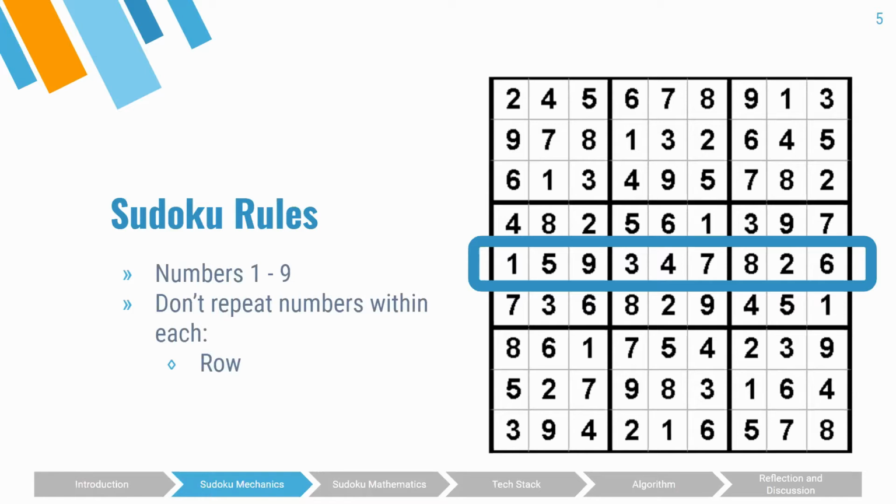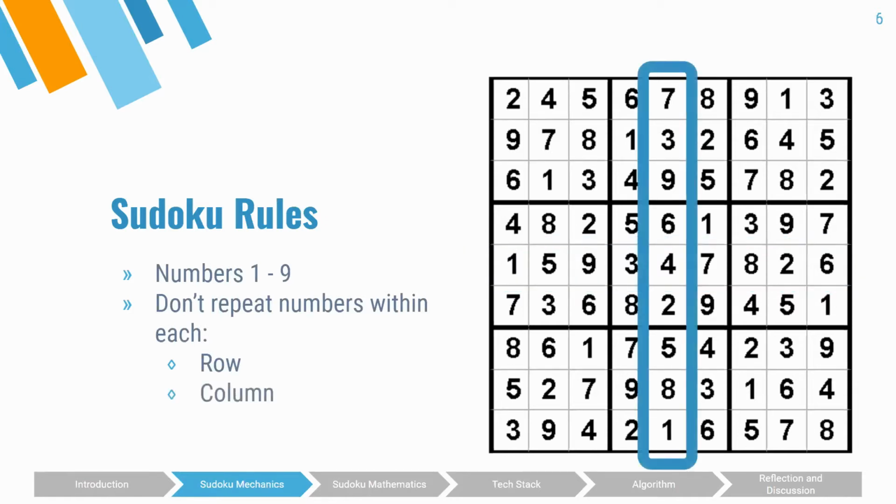To obtain each row, we took the board's index, divided by 9, and rounded down to the largest whole number lower than the value before rounding. Next, we also have to make sure that the numbers 1 to 9 do not repeat in each column. For the column, we calculated the index modulo 9.